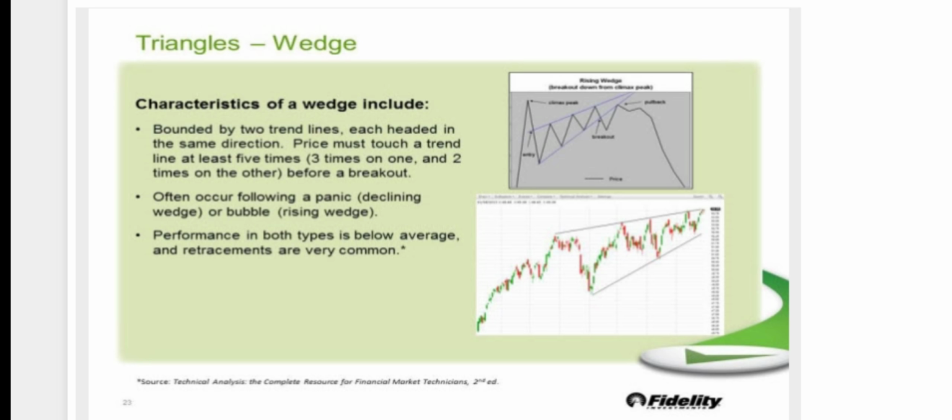One of the things to remember with a rising or a declining wedge is that it has to touch the lines that you've drawn at least 5 times. And it has to touch one of the lines at least 3 times and the other line at least 2 times. And we've noted that on here because it is important. And the performance in both types is below average, and retracements are very common.